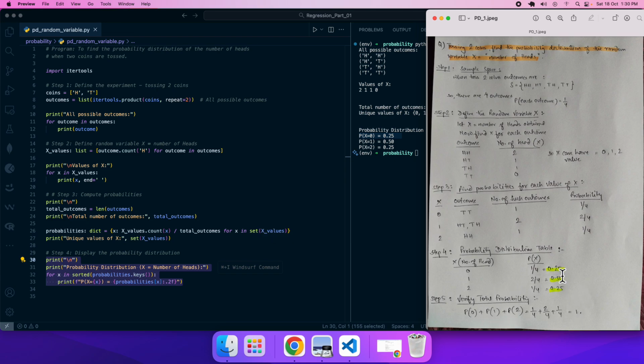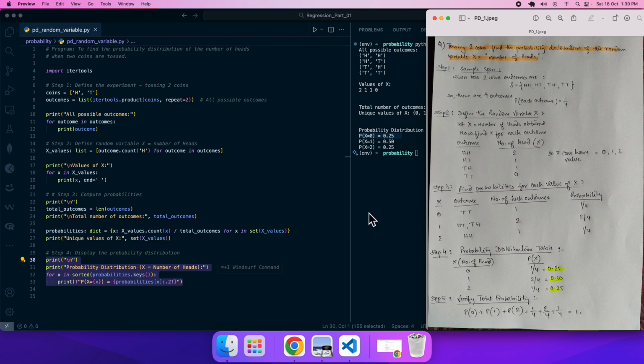And finally, to verify whether this is all correct or not, we just kept on adding. Probability of 0 is 1 by 4, probability of 1 is 2 by 4, and probability of 2 is 1 upon 4, and finally we'll get the number as 1, and that means this particular solution is correct. And that's how we get to this particular format.